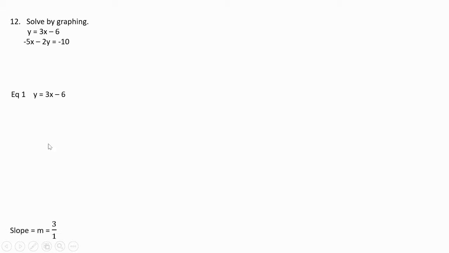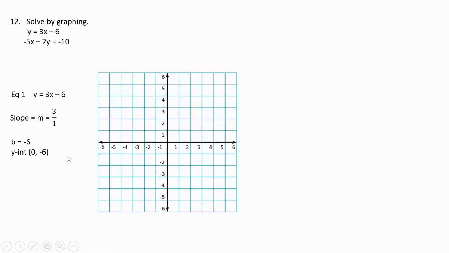So for equation 1, I need to find my m, my slope, and my b. My b is -6, and that's my starting point, which means I'm going to start at 0, -6. This is the y-intercept, your starting point. My slope is 3 over 1, which means I'm going to go up 3 and 1 to the right. The point goes there, and all I do is draw my line.